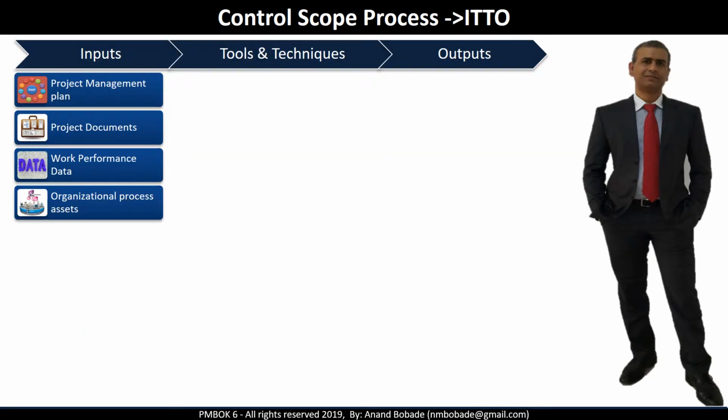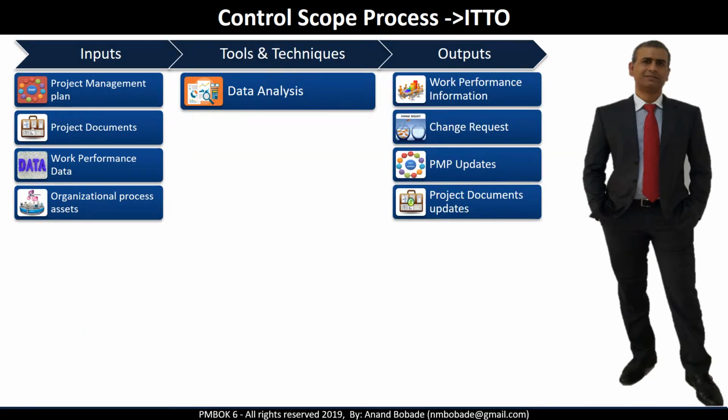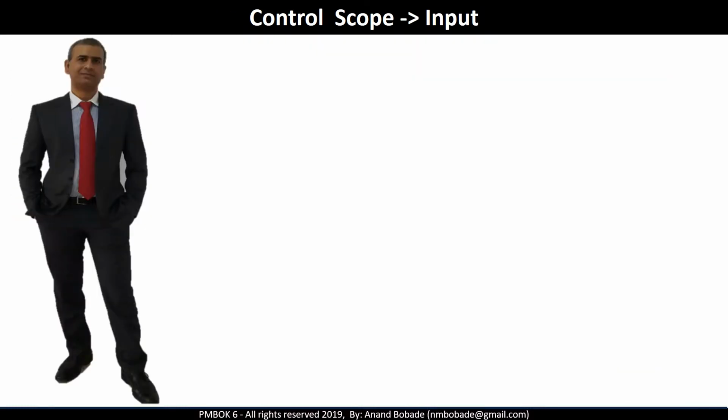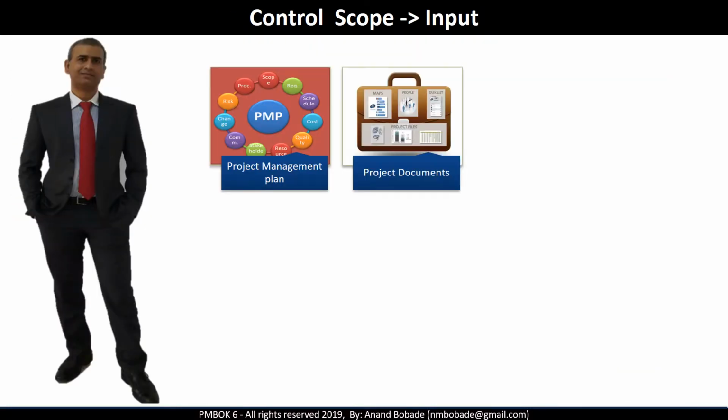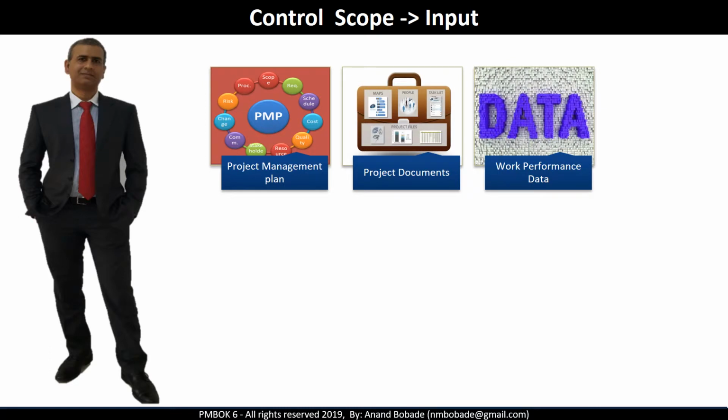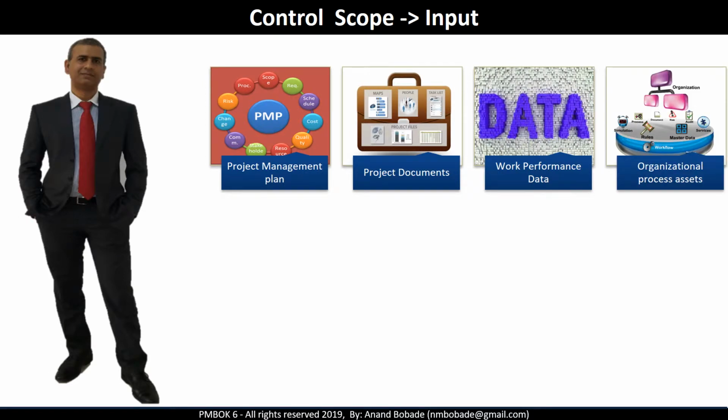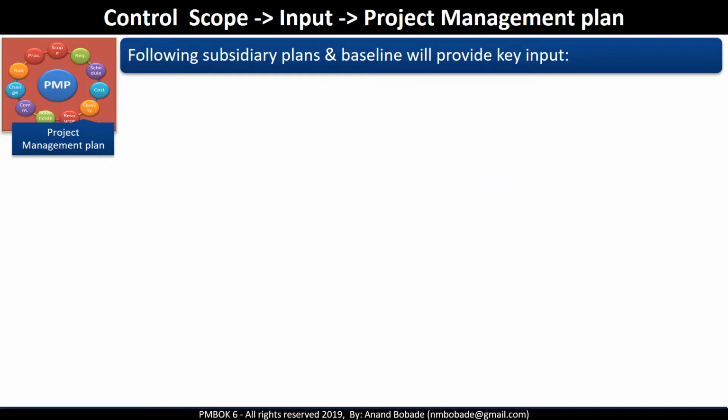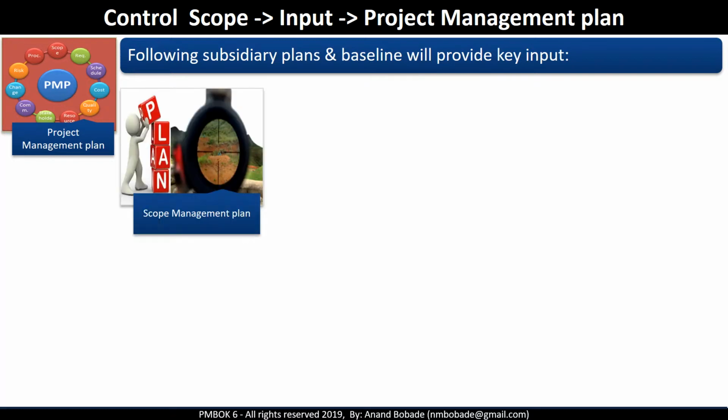Let's go through inputs, tools and techniques, and outputs. Inputs are project management plan, project documents, work performance data, and organizational process assets. We'll talk about each in detail. Project management plan. Some of the components that may be needed as the input to this process are scope management plan. It contains guidelines on how to do all the processes of scope management, including how to control scope.